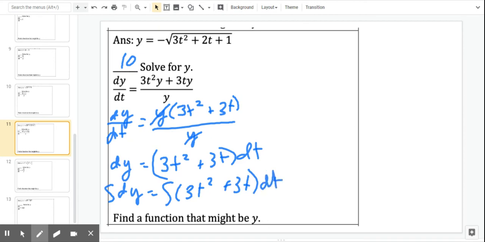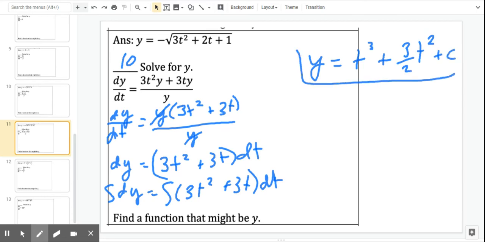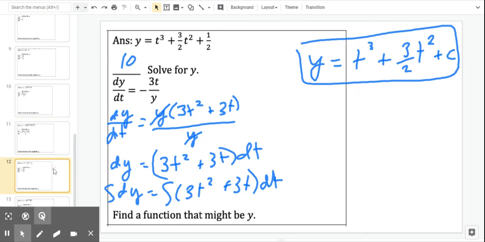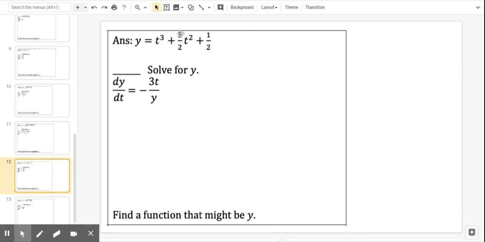And when we do that, we're just left with y on the left-hand side. On the right-hand side, we have t cubed, add 1 to the exponent, and then it's going to be 3 divided by 3, which is just 1, plus 3t squared divided by 2 plus c. And then we find an answer that matches up with that, and that brings us to this one here. C is 1/2. So we're now on number 11.